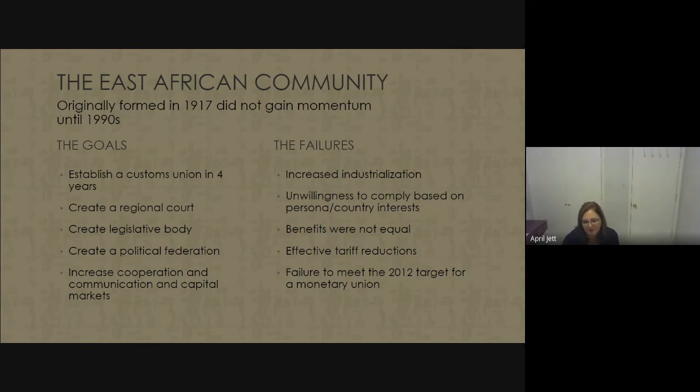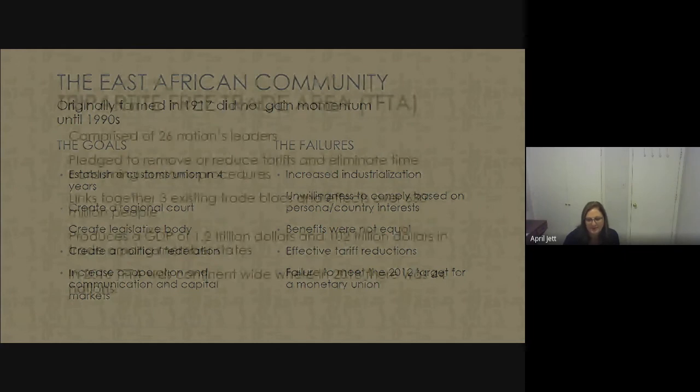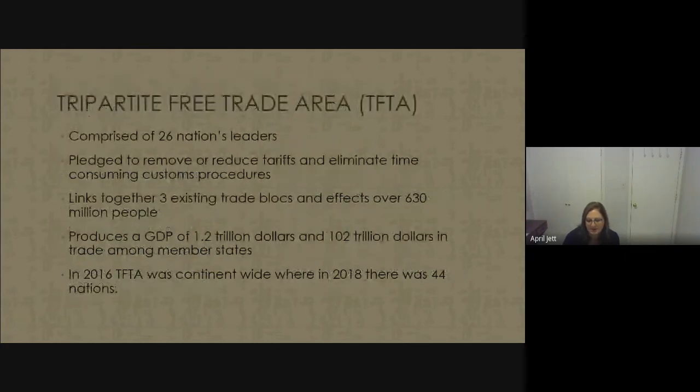Tripartite Free Trade Area, TFTA, is a proposed African free trade agreement between the common markets for Eastern and Southern Africa, Southern Africa Development Community, and East African Community, and it is comprised of 26 nations. This agreement that links 3 existing trade blocs affects 632 million people.